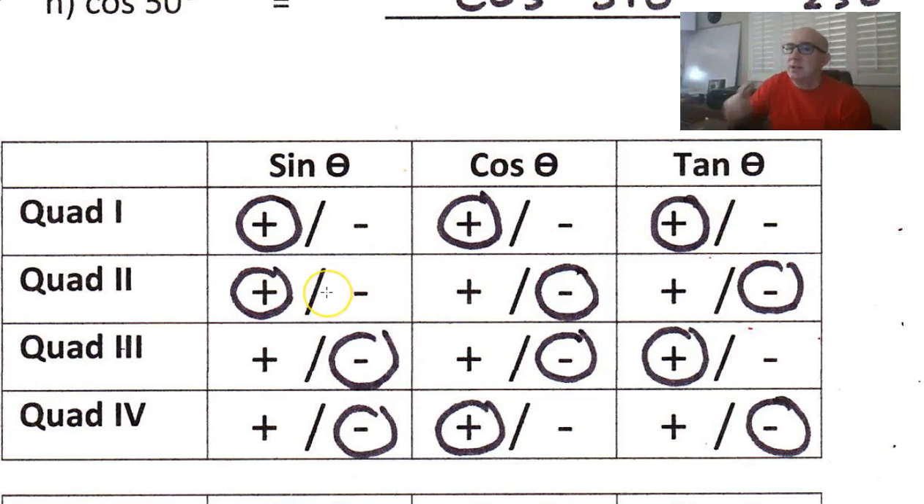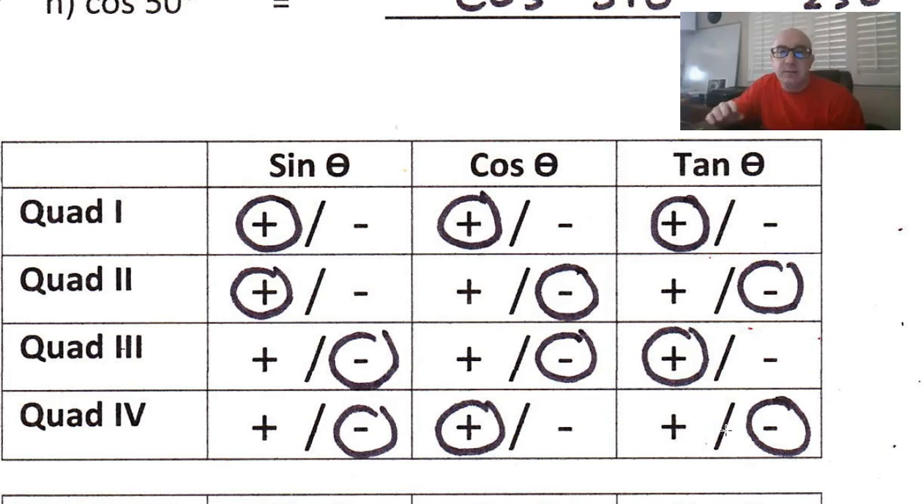If you pick any angle in quadrant 2, anything bigger than 90 but smaller than 180, you'll find the sine value would give you positive numbers. Cosine and tangent would be negative. In quadrant 3, anything bigger than 180 and smaller than 270 will generate negative sine values, negative cosine values, but positive tangent values. Finally, in quadrant 4, you'd get a negative for sine, a positive for cosine, and a negative for tangent.